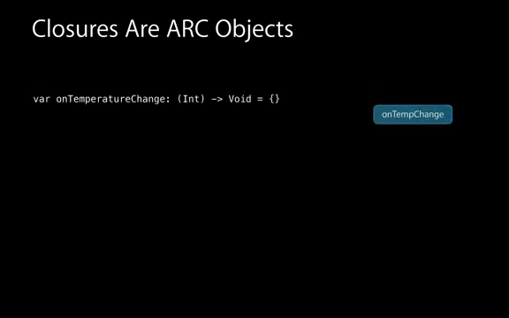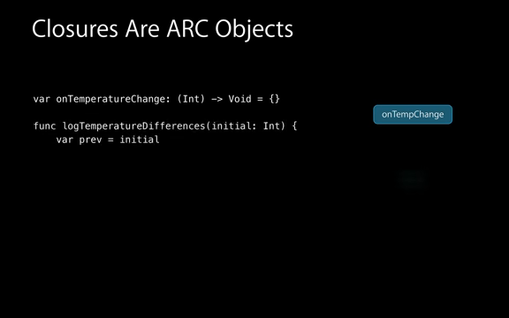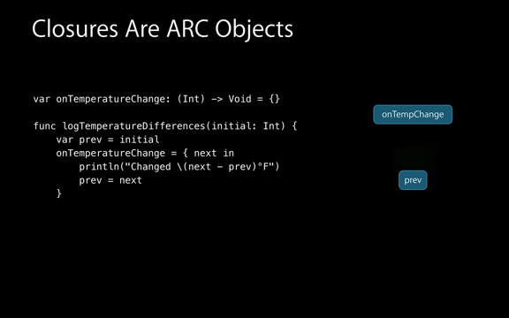Closures in Swift are just Arc objects. They follow the same memory management rules as classes. So if we want to have a global variable that we can install a callback on, and write a function that installs a callback using local state of that function, that reference will keep that closure and all of its local state alive. There's never a need to explicitly copy a closure or to worry about dangling references to its environment.